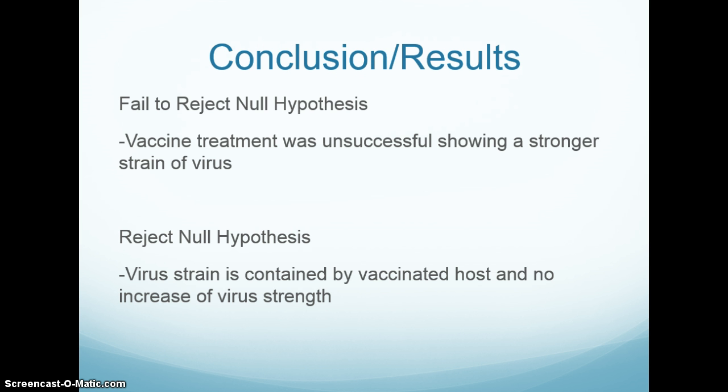My conclusion and results include failing to reject the null hypothesis and rejecting the null hypothesis. To fail to reject the null hypothesis, the vaccine treatment was unsuccessful, showing a stronger strain of virus and a weakened immune response. To reject the null hypothesis, the virus strain is contained by the vaccinated host and there is no increase of the virus strain or virulence.